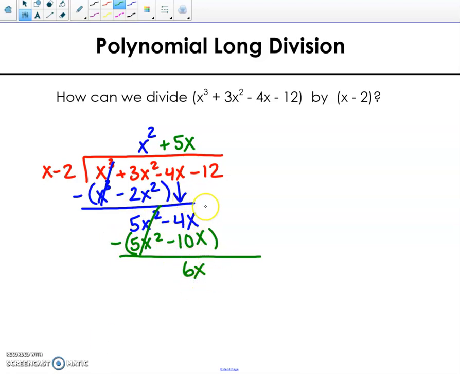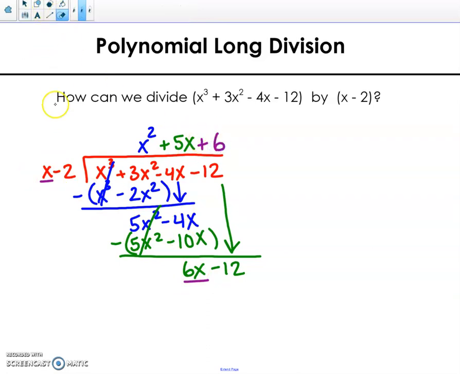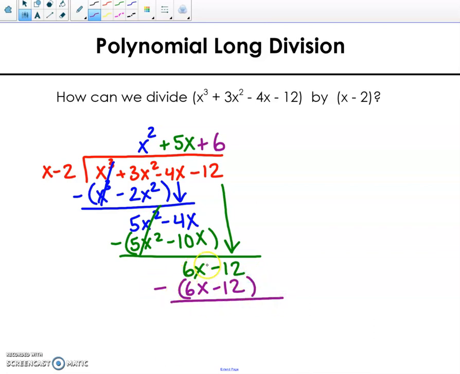Okay, we need another term on the bottom, so we're going to bring down the next term. And then again, we're going to look at the first term of x and the first term of 6x. So what times x will give us 6x? That's going to be 6. And then again, we'll multiply the 6 from the top to the side. So 6 times x gives us 6x. 6 times negative 2 is going to give us negative 12. We're going to subtract. 6x minus 6x cancels. Negative 12 minus a negative 12 also cancels. So it goes in evenly and there is no remainder. So our answer here is x squared plus 5x plus 6.